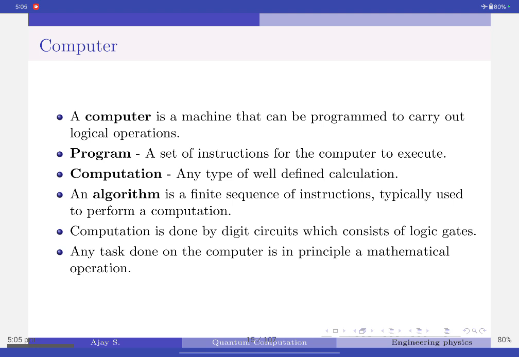A computer is a machine that can be programmed to carry out logical operations. By a program, we mean it is a set of instructions for the computer to execute. By computation, we mean it is any type of well-defined calculation. An algorithm is a finite sequence of instructions typically used to perform a computation. Computation is done by digital circuits, which consist of logical gates. Any task done on the computer is in principle a mathematical operation.